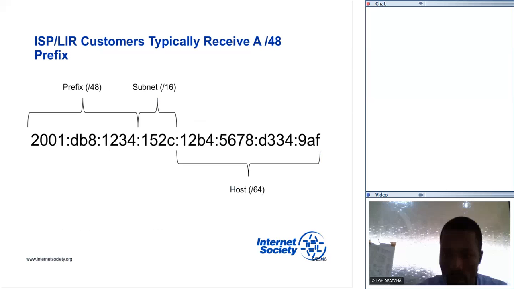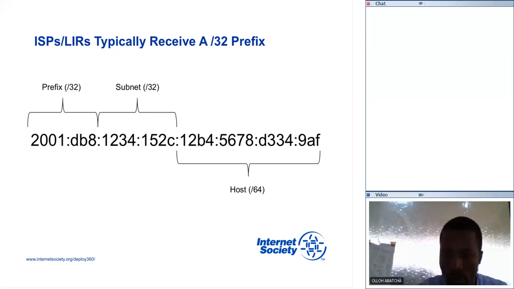Now, this is very typically not much different than what we talked about, but typically the customers of an ISP or an LIR receive a /48. That's what we've talked about in the beginning parts of these slides. Now, if you think of that, again, it's a prefix followed by a subnet, followed by a host ID. Now, at the ISP level, or the LIR level, you're getting a /32, and so you've got 32 bits that you could use for subnetting.